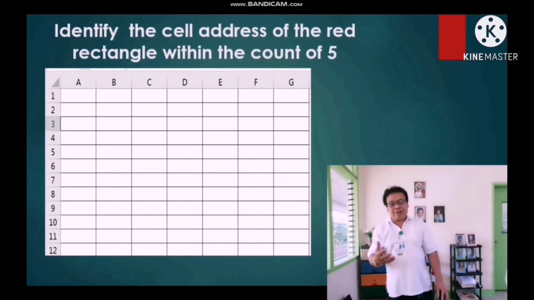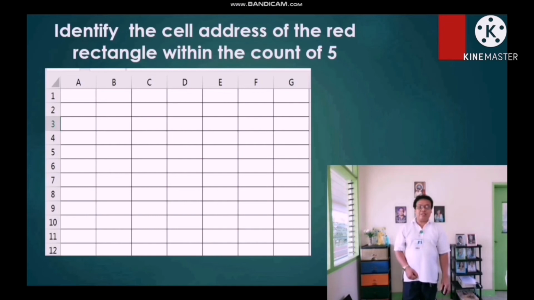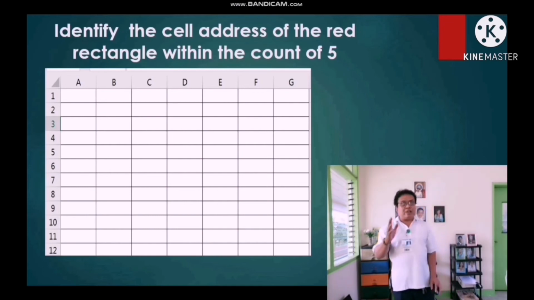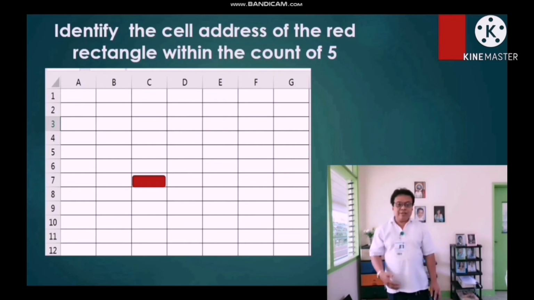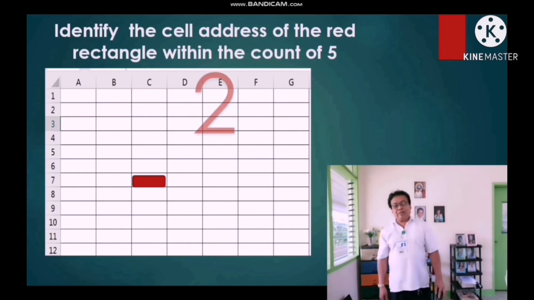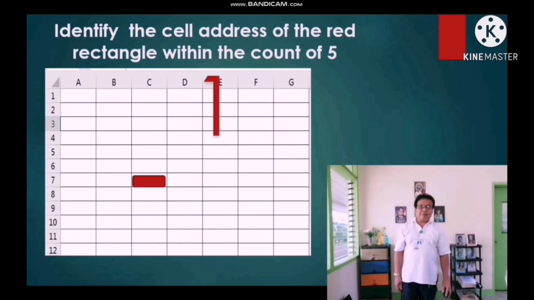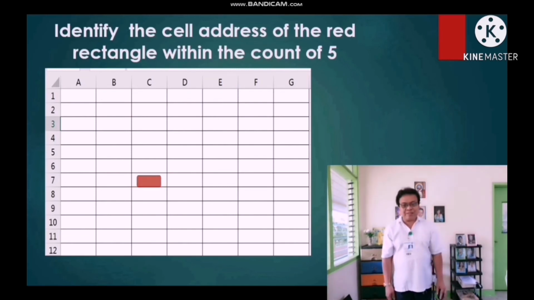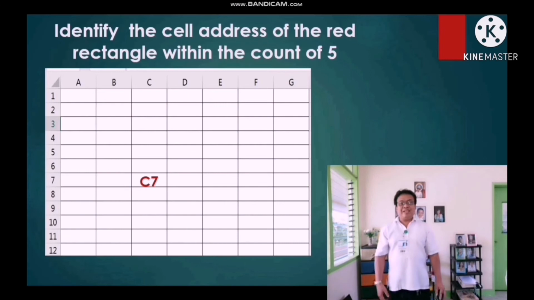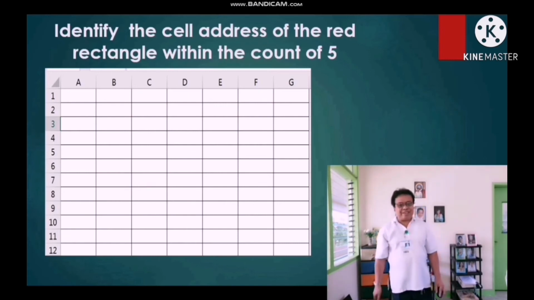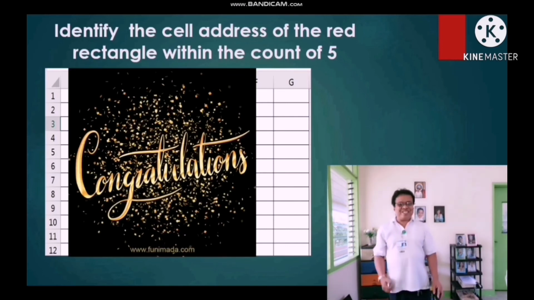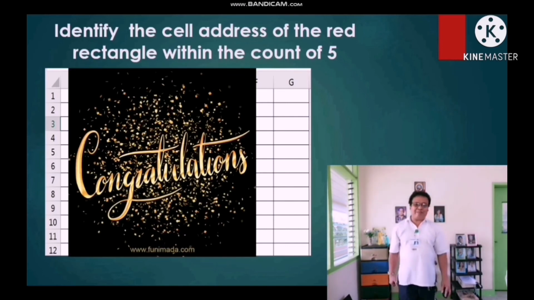Now, try to identify the cell address of the red rectangle within the count of 5. So we will start now. 5, 4, 3, 2, 1. And the correct answer is C7. Wow, you got the correct answer. And congratulations. Thank you for your cooperation.